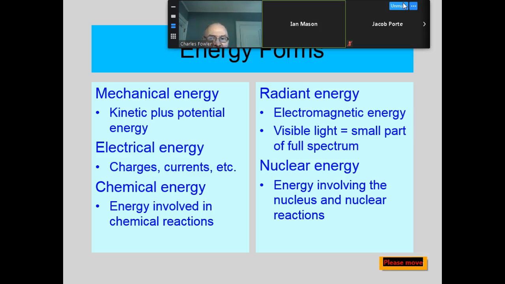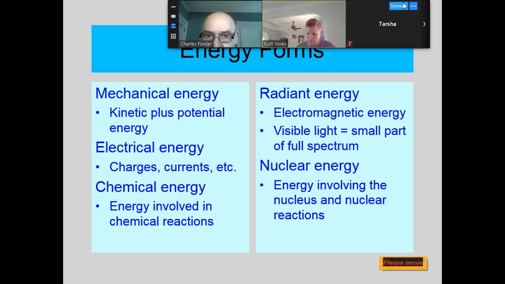What was kinetic energy, by the way? Anyone remember the definition? Kinetic energy. The energy of motion, moving, exactly. Okay? And what was potential energy? The energy of position. Excellent. The energy of position.